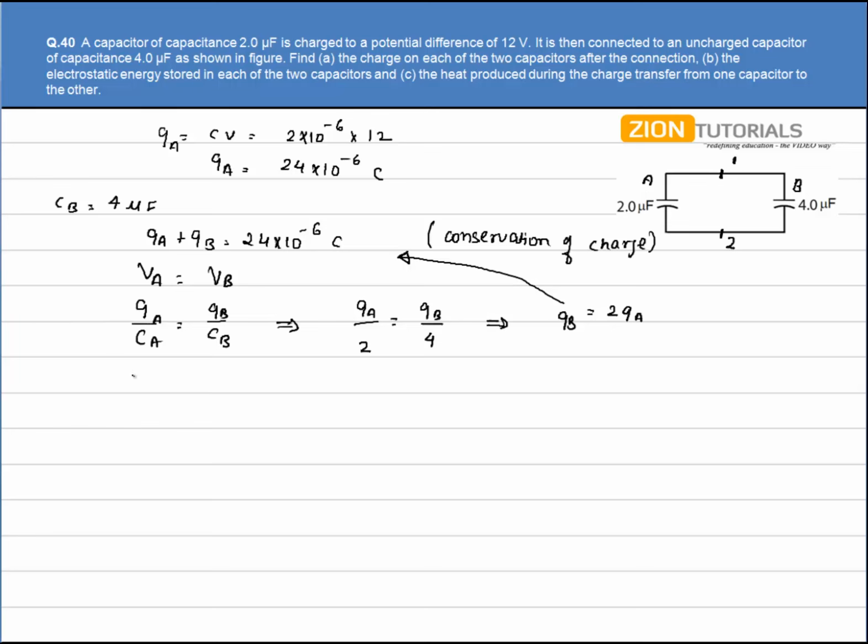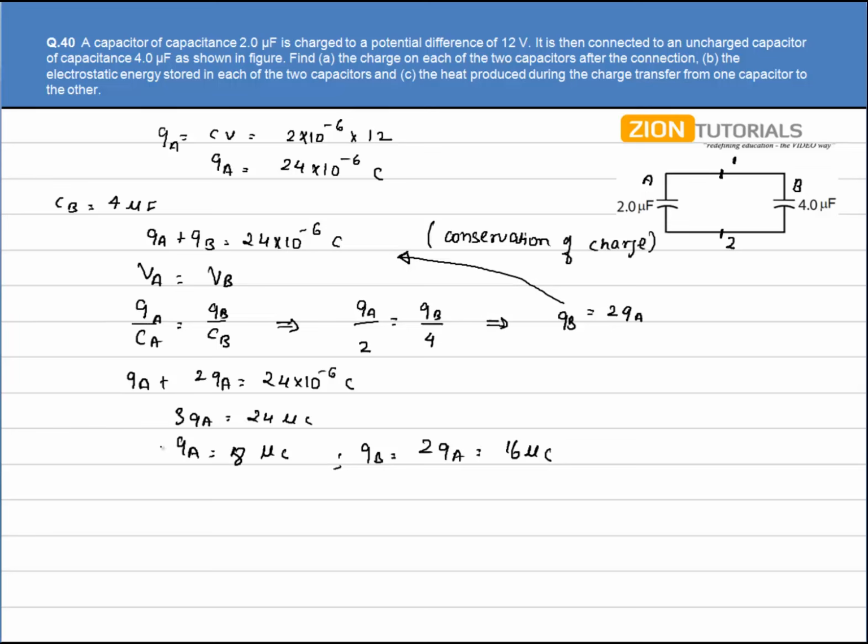QA plus QB, that is 2 times QA, is equal to 24 into 10 to the power minus 6 coulombs. So 3QA is equal to 24 microcoulomb. So QA comes out to be 8 microcoulomb, and so QB, that is 2 times QA, comes out to be 16 microcoulomb.